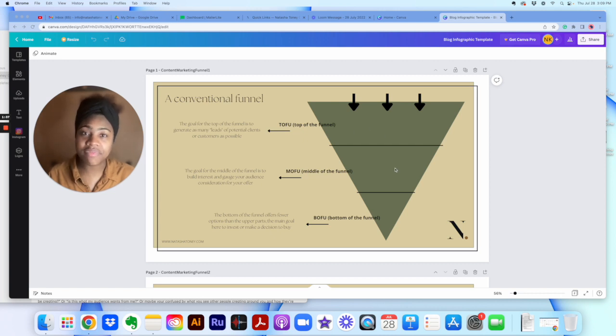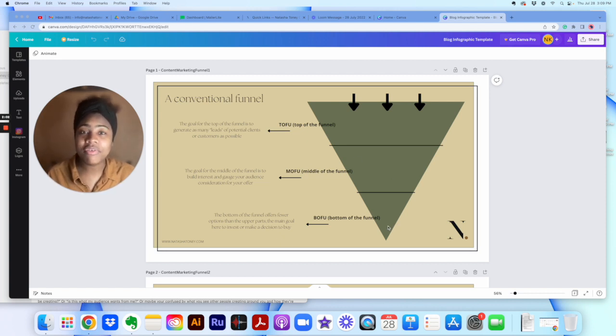By the middle of the funnel, some people have trickled off. Some people may have stayed, and they're interested and considering the products and services that you have to offer. So the goal in the middle of the funnel is to build interest and to get people to consider your products and services, and to gauge your audience and learn about them and ask, how do I best market my products and services to them? That is the middle of the funnel.